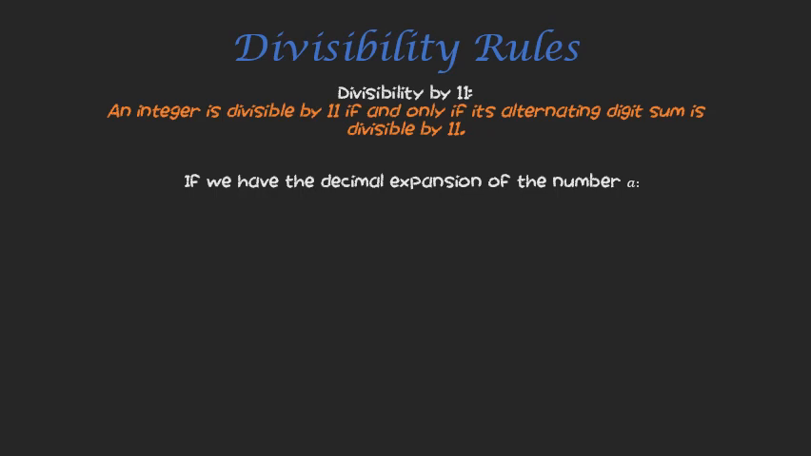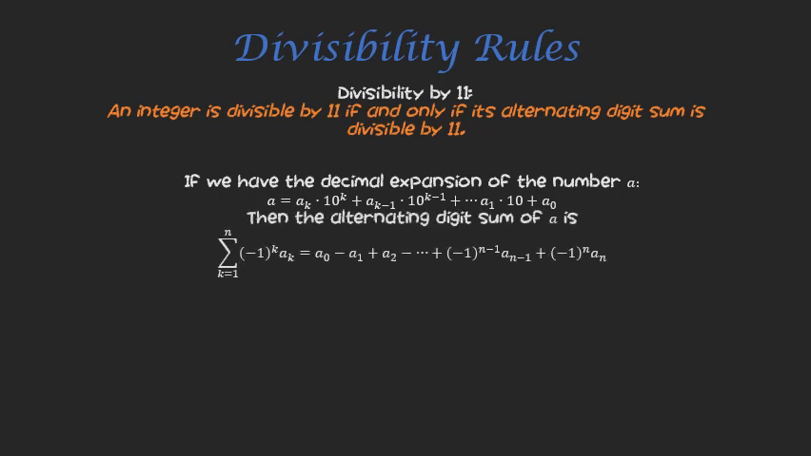So the deal here is, if we take the decimal expansion of an arbitrary positive integer a, and we write it like this using the a sub k's, then the alternating digit sum of a is this sum. We can write it out compactly using summation notation, or maybe if you're not quite seeing that, you can see it here. We'll do a0, the ones place, minus the tens place, plus the hundreds place, and so on and so on, and we'll just keep alternating until we get to the end.